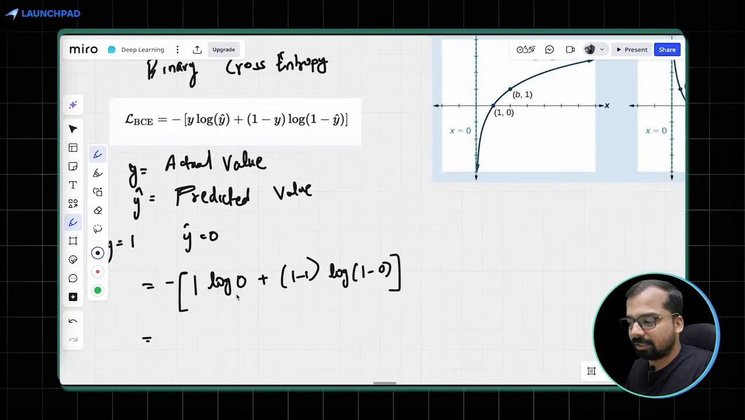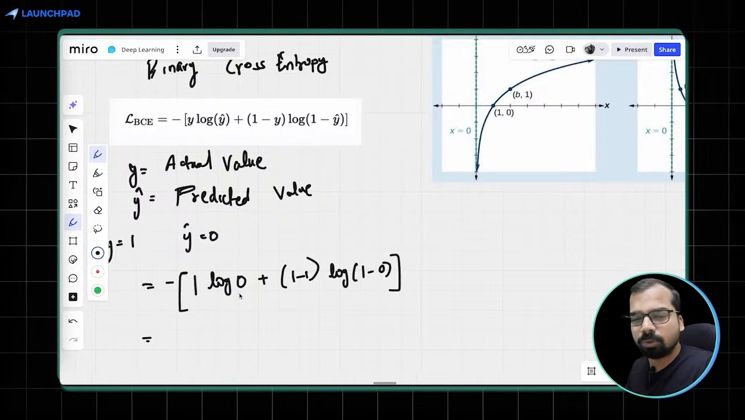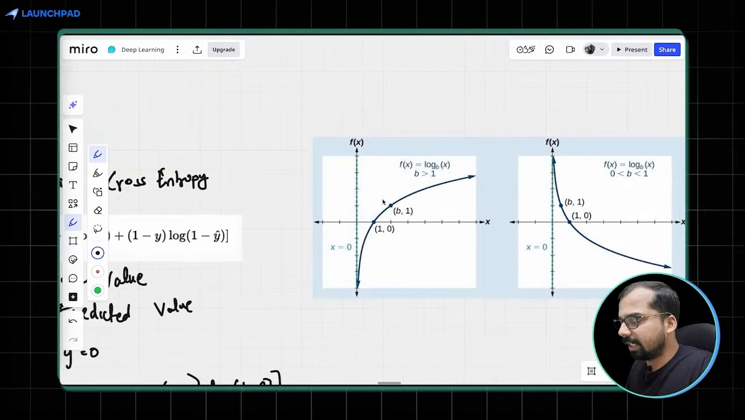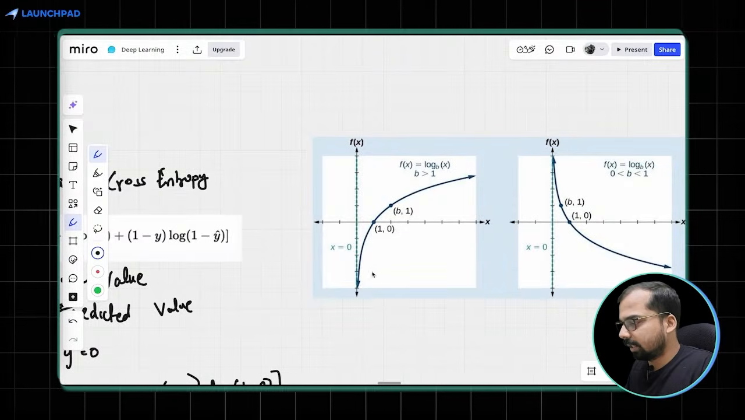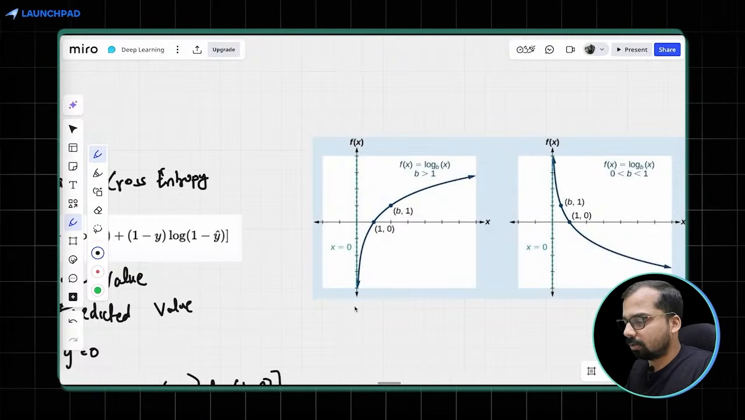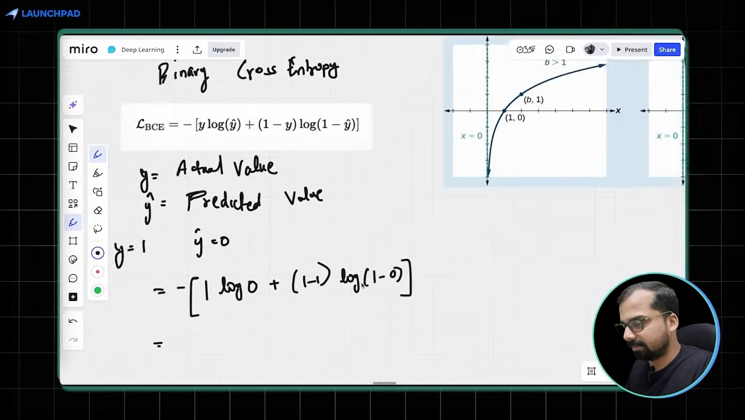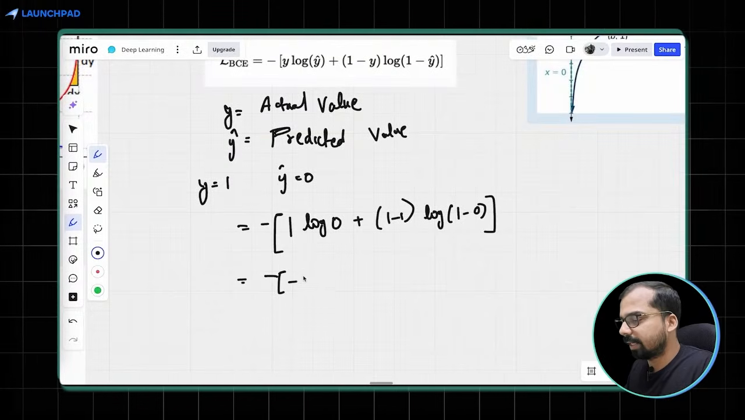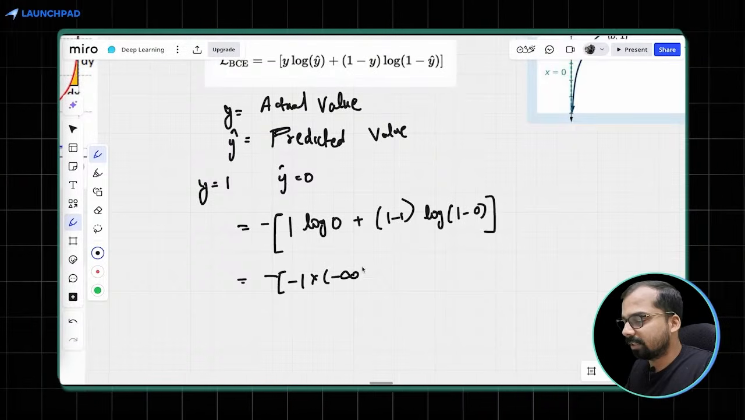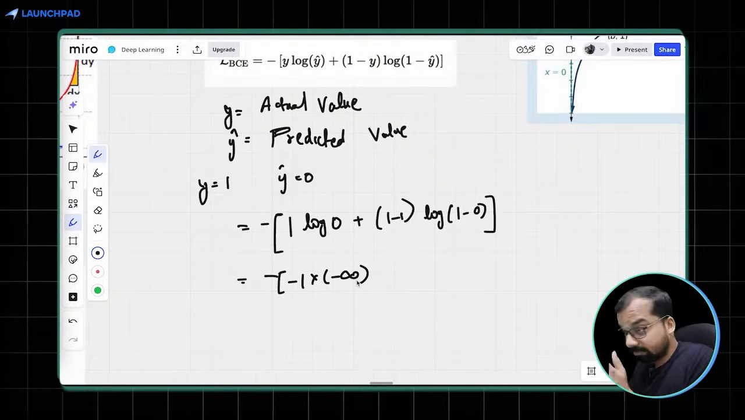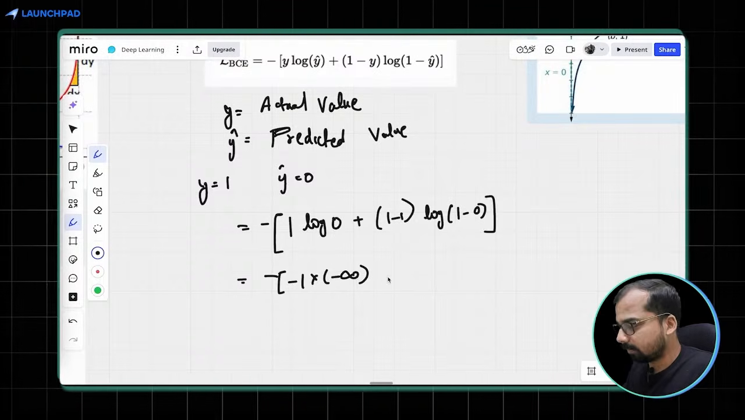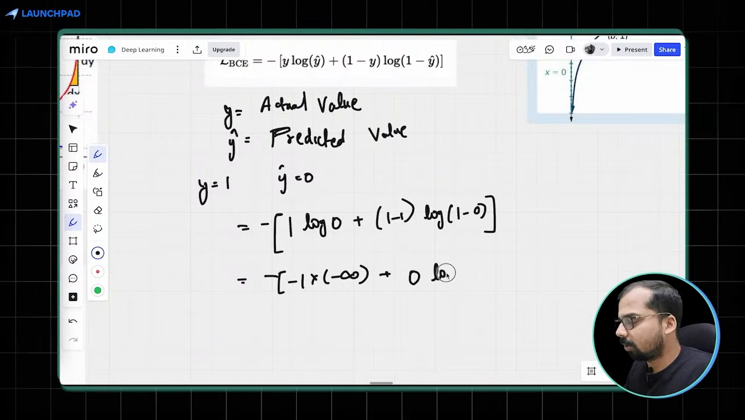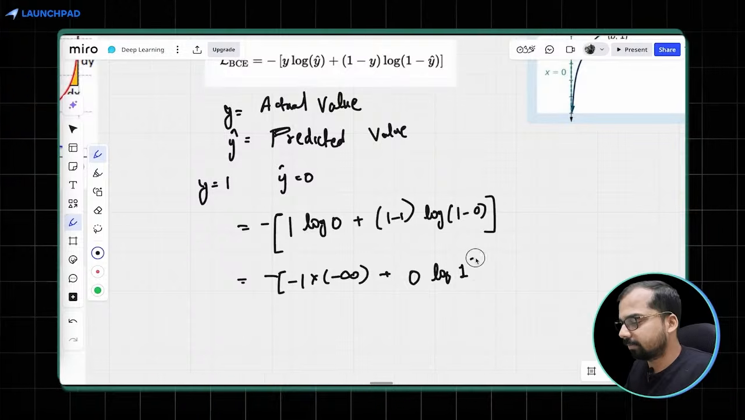Here you can take any base, 2 or 10, so the base is greater than 1. When the base is greater than 1 for a log function, the curve is something like this. And if you see, log of 0 is minus infinity. So this value, minus 1 into it, is minus infinity. Think of minus infinity as a very large negative number. Plus 1 minus 1 is 0, and log of 1 minus 0 is log of 1.